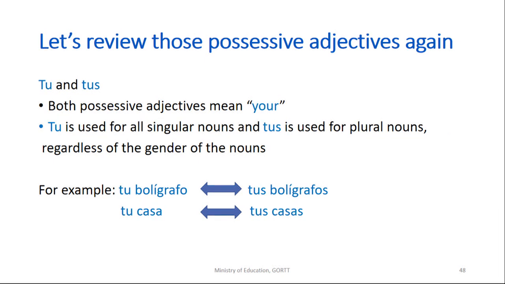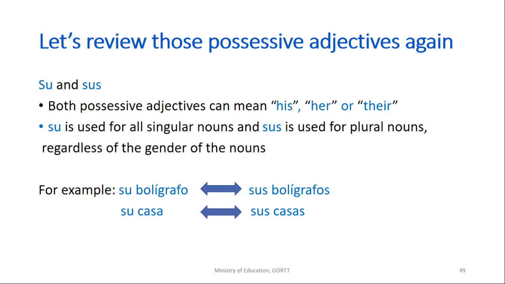Tu and tus. Both possessive adjectives mean your. Tu is used for singular nouns, and tus is used for plural nouns, regardless of the gender of the nouns. Tu bolígrafo, your pen. Tus bolígrafos, your pens. Tu casa, your house. Tus casas, your houses.